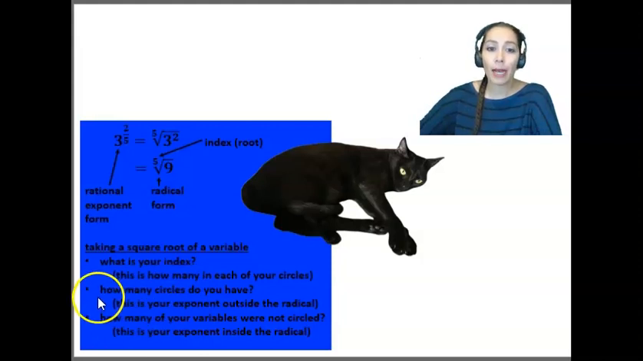Then you'll ask yourself, how many circles do you have? This is your exponent outside of the radical. And then your last question is, how many of your variables were not circled? This is your exponent inside the radical.